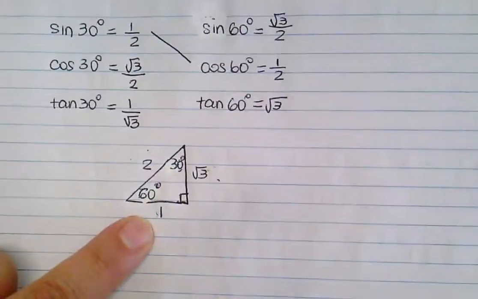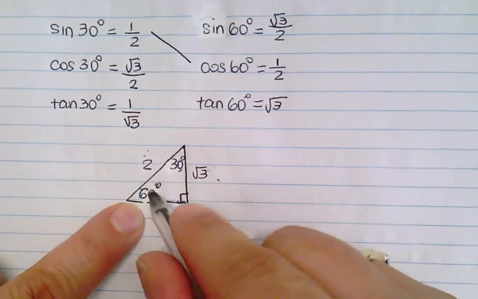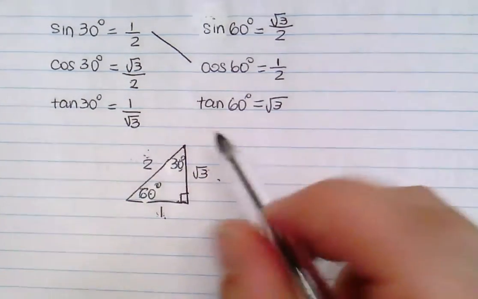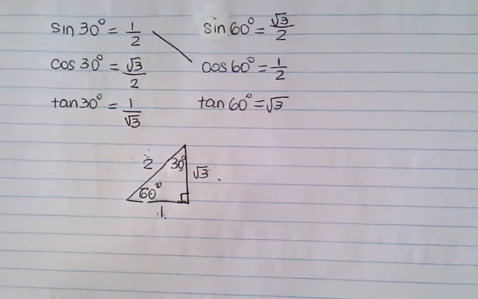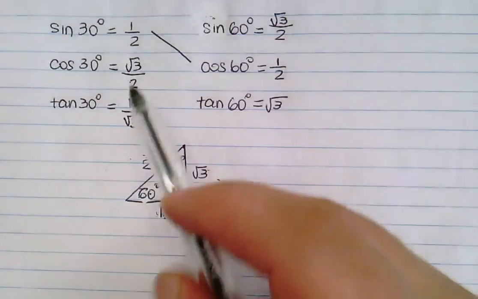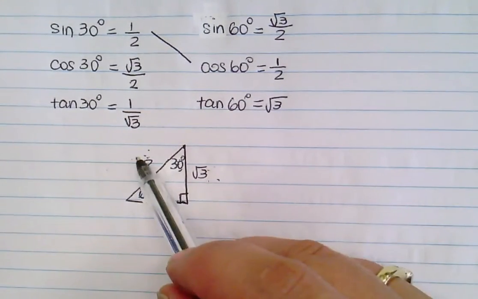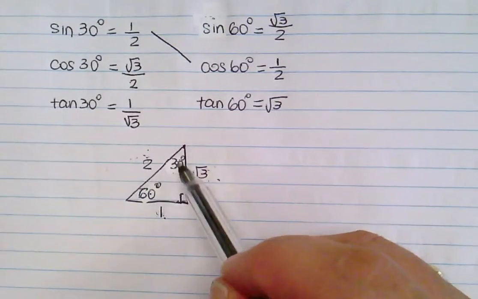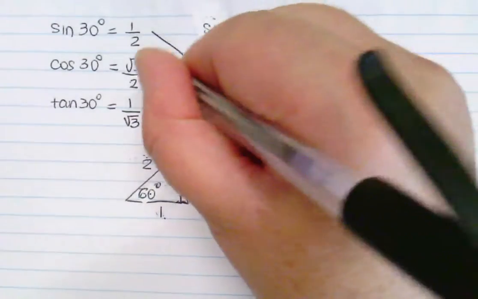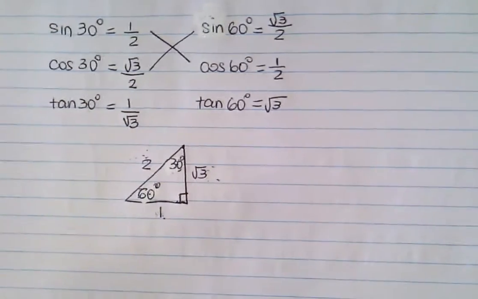Notice that's the same as cos of 60, which is also adjacent over hypotenuse, which is a half. So sine of 30 equals cos of 60. It's like you're looking at the triangle from the other angle. If we go cos of 30, that's adjacent over hypotenuse. It's root 3 on 2. But if I look at sine 60, that's opposite over hypotenuse. That's root 3 on 2.